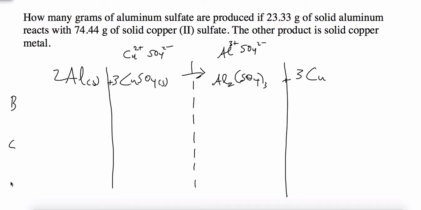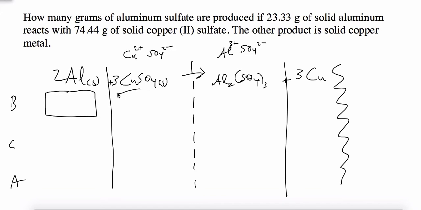B, C, A. I'm going to do my conversions over here. So you have 23.33 grams of solid aluminum, and you have 74.44 grams of solid copper 2 sulfate. So this is going to be a limiting reactant problem because you're given one of each of these. And remember, we need to convert these to moles. So over here on the side, that's what I'm going to do first.